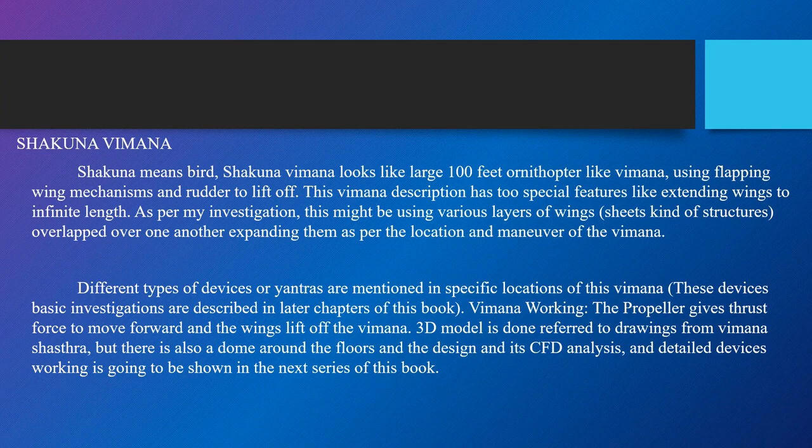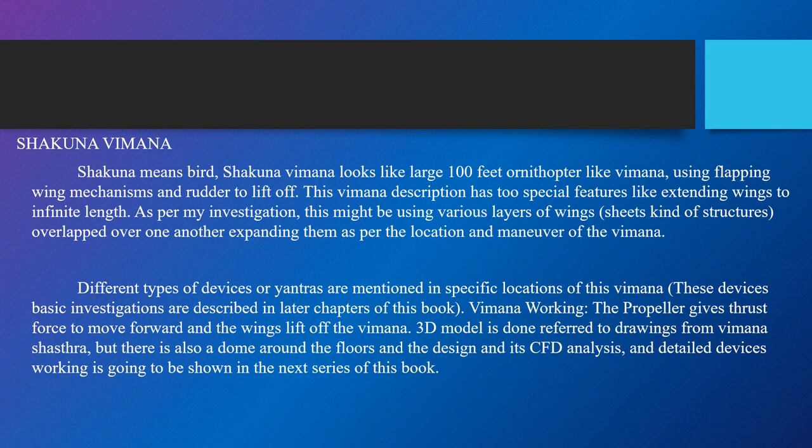As per my investigation, this might be using various layers of wings. What I have discovered is that there are sheets, kind of structures overlapped over one another, expanding as per the location and maneuver of the Vimana. As I told you, as per the missions, the pilot used to modify the Vimana and all the wings, everything. Depending on that, they used to travel, and they mentioned different types of devices or yantras in specific locations of this Vimana. Basic investigations of these devices are described. I have written a book, Reverse Engineering Vedic Vimana, in which I have described this.